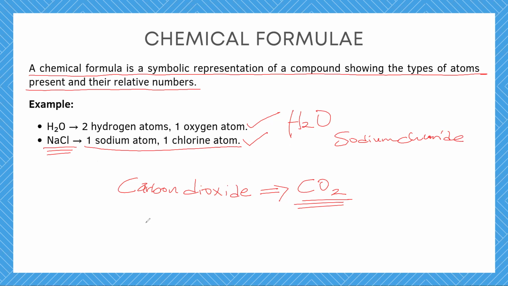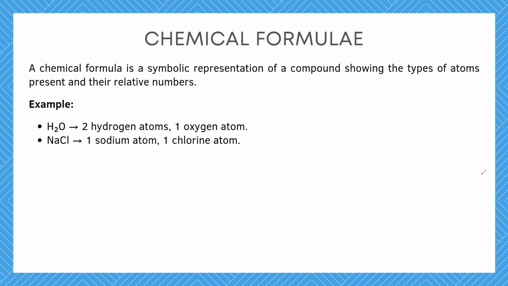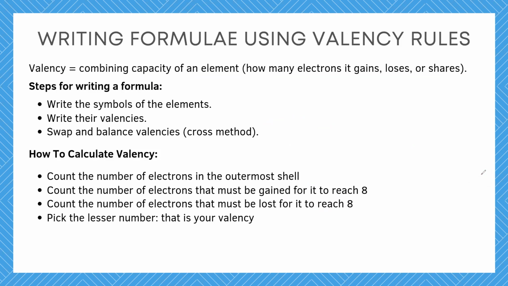Okay, so those are examples of compounds that we have. So now I want you to do two things. I want you to define for me what a chemical formula is, and I want you to define for me what a compound is. Define a chemical formula for me first. A chemical formula is a symbolic representation of a compound showing the types of atoms present and their relative numbers. Good. How about a compound? A compound is what is formed when two or more elements are chemically joined together.